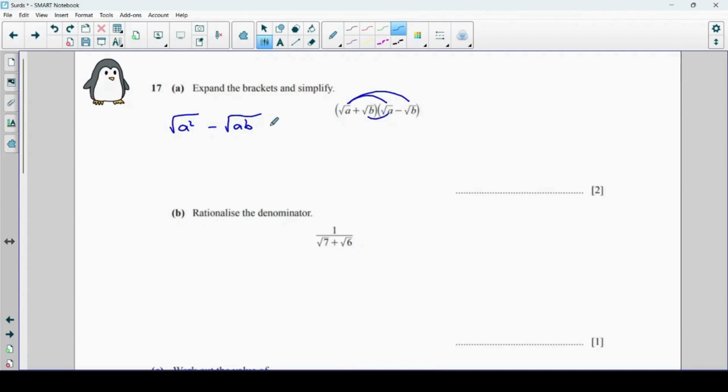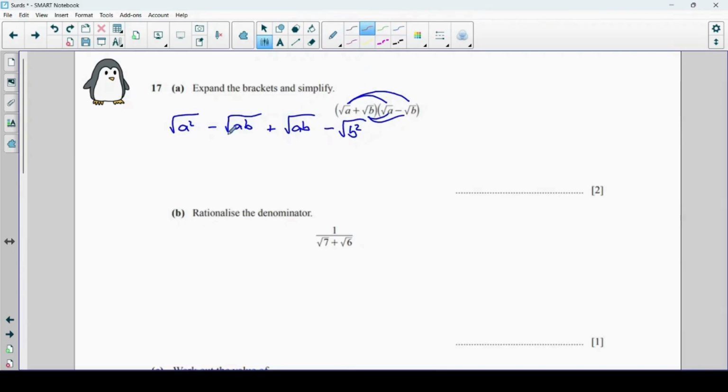Now the insides, positive times a positive, and it's root b times root a, so that is going to be the same thing underneath there, root ab again. And then positive times a negative, so it's negative root b squared.